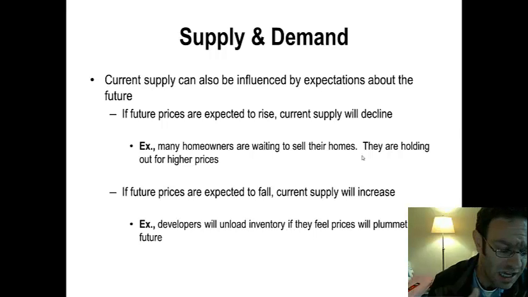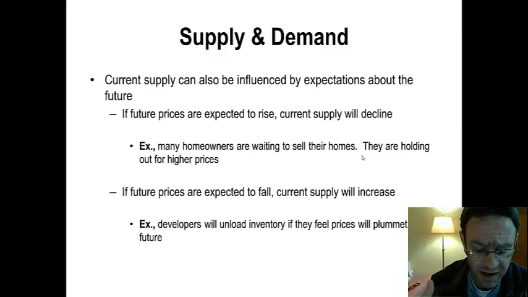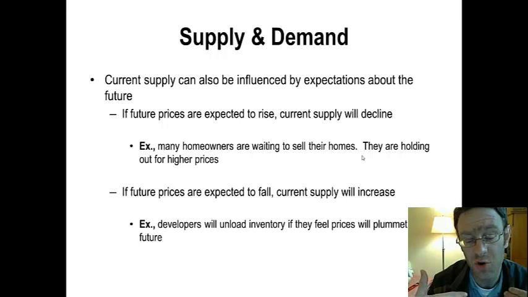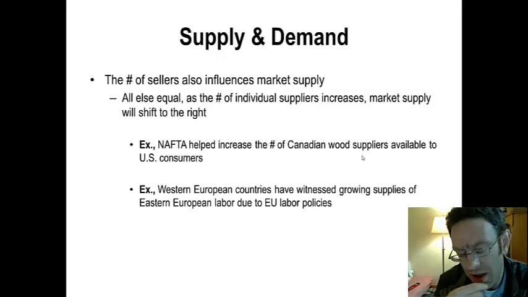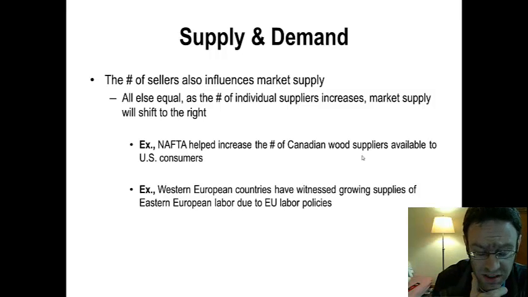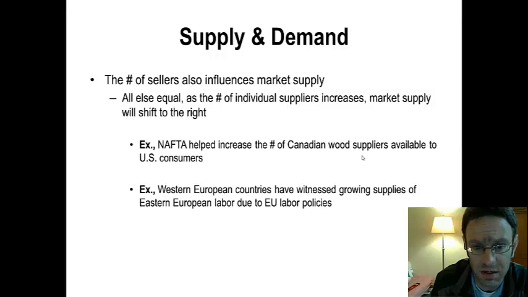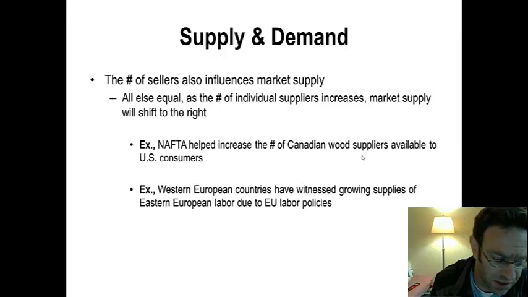Conversely, if as a seller you're expecting the price that you can sell a commodity for to be lower tomorrow, well, then you may very well increase your quantity supplied today so that you can take advantage of prices while they're high. As is maybe obvious to a lot of us, as the number of sellers in the marketplace rises, we're going to see an increase in supply, and conversely, as the number of sellers declines in the marketplace, we can expect to see a decrease in supply.